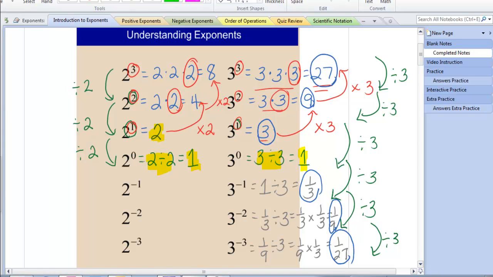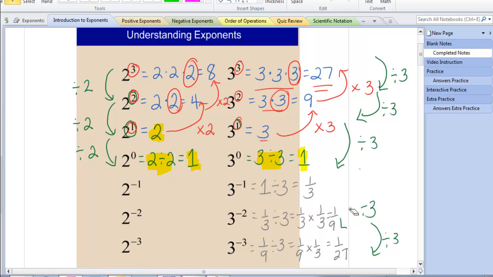In addition to that pattern, I want to make sure that another pattern is very clear. As we are dividing by 3, dividing by 3 is the same thing as multiplying times 1/3. We saw that in our examples. We had to change everything from dividing by 3 to multiplying times 1/3 because you can't divide by a fraction. You have to multiply by the reciprocal.